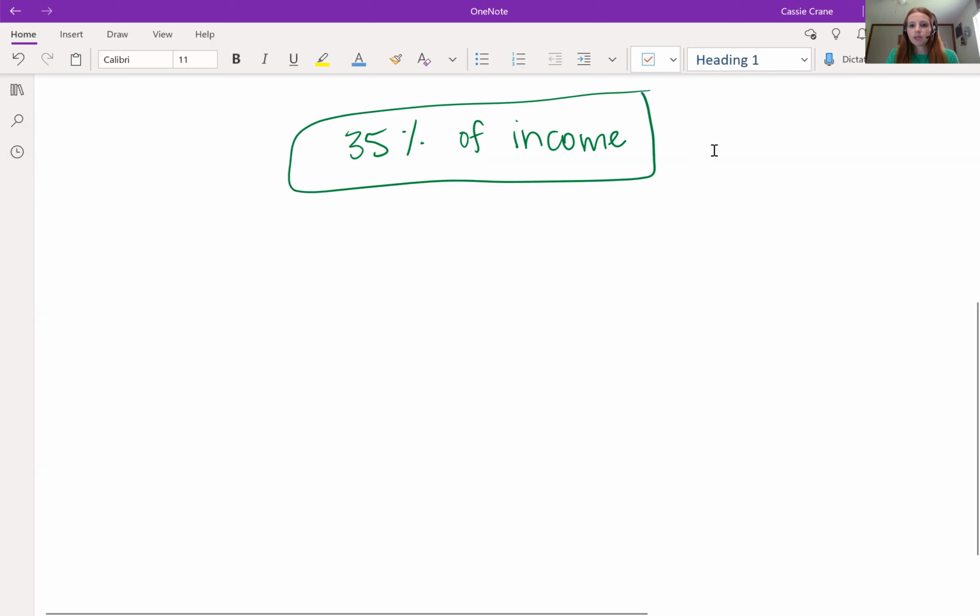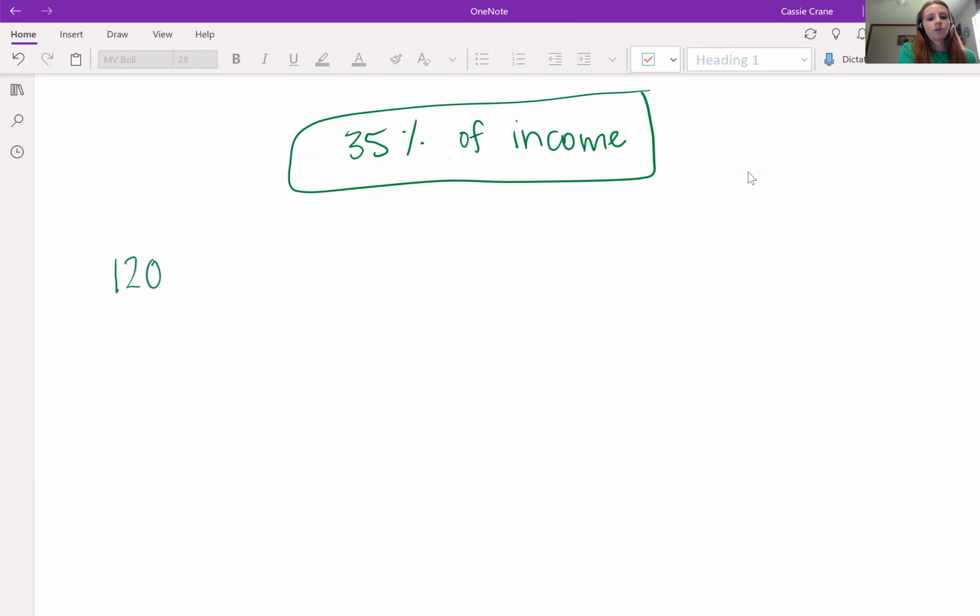The problems in the lesson and the quiz are usually, or a lot of the problems are, asking about whether or not you can afford a certain apartment. And the assignment is going to be that way too. So we'll just do a couple of examples here. Let's just make up a situation. Let's say you have a job and that you make $1,200 per month. This is your income.